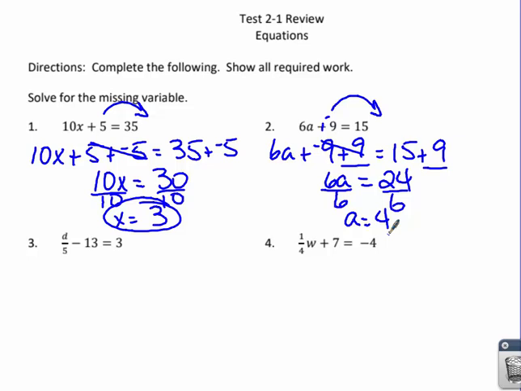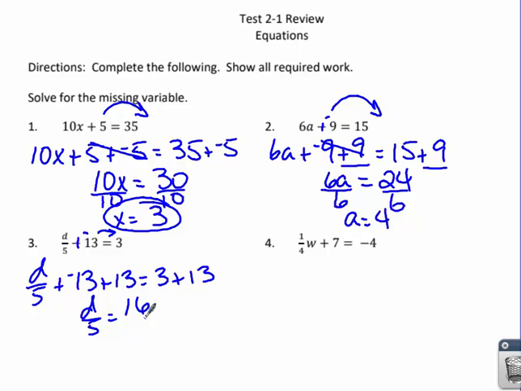Okay. Now, number 3 and number 4 are very similar because they have division in the problem as opposed to multiplication. So let's see how it's different. Okay, again, number 3 here has some pre-work. So I'm going to change subtraction to addition next to its opposite. Now I need to move the negative 13 to be with the 3. So d over 5 plus negative 13 plus 13 equals 3 plus 13. Okay? So d over 5 is equal to 16.